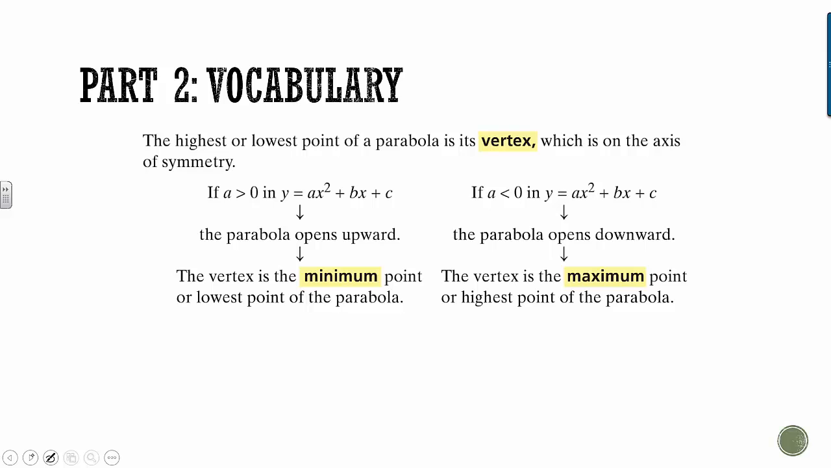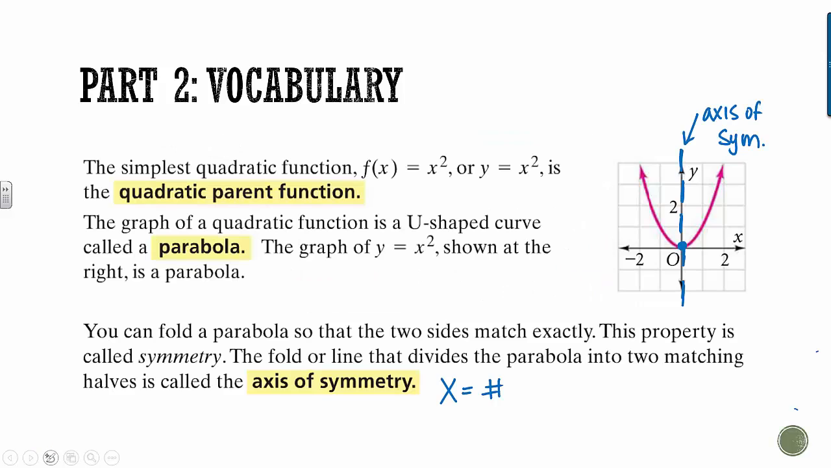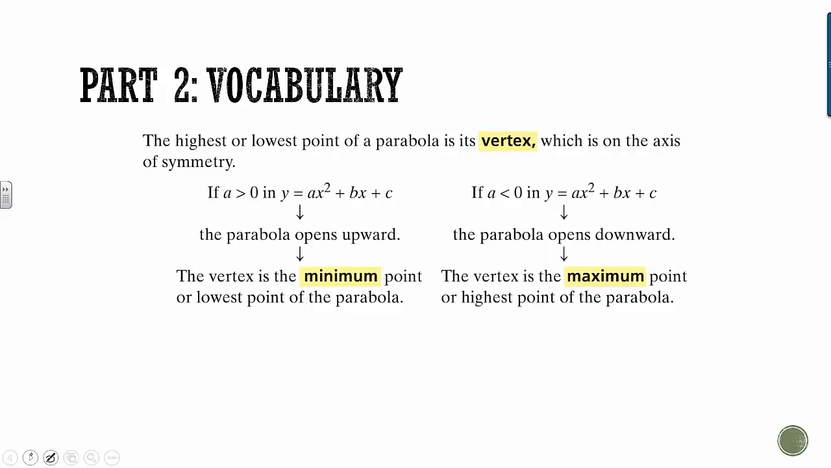The highest or lowest point of a parabola is called its vertex, and this vertex is always on the axis of symmetry. So if we go back to this picture here, here's my vertex, it's my lowest point, and it is directly on the axis of symmetry. If your A is bigger than 0, the parabola opens upward, so like this, and the vertex is the minimum point. But if your A is less than 0, your parabola is upside down like this, and your vertex is your maximum point.